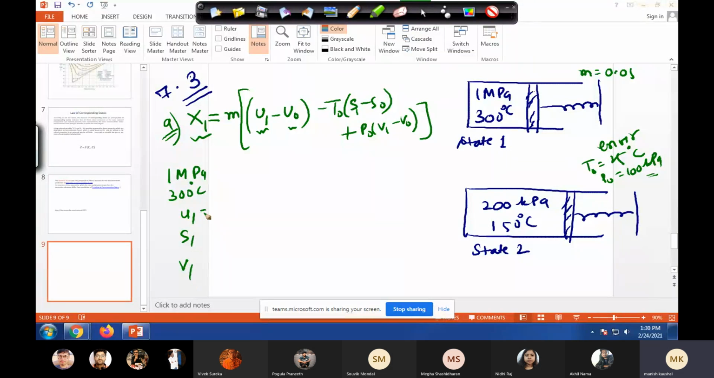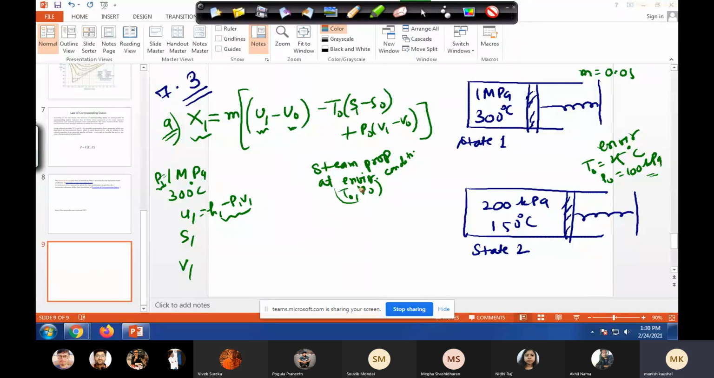How can you know u1? It is h1 minus p1 v1, and the pressure is given. Then the next state: what do you need? The steam properties at environmental conditions, which are T naught, P naught.